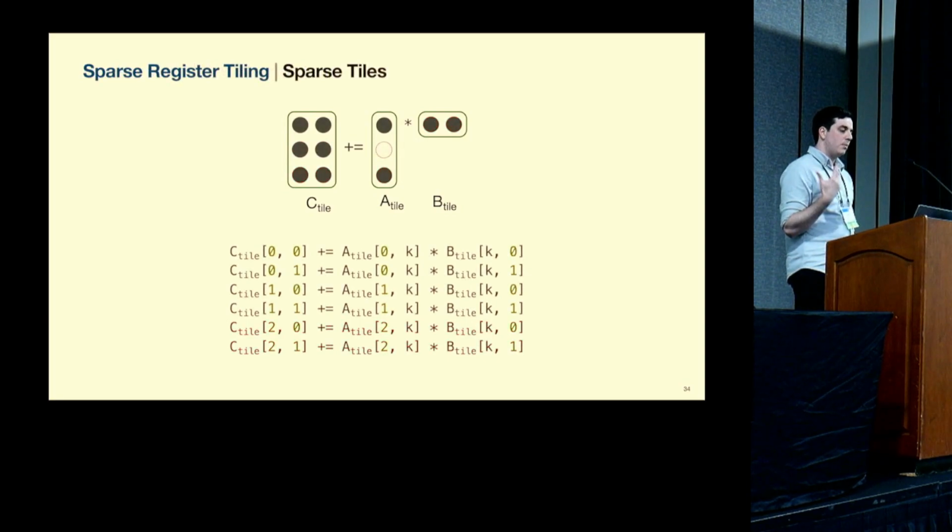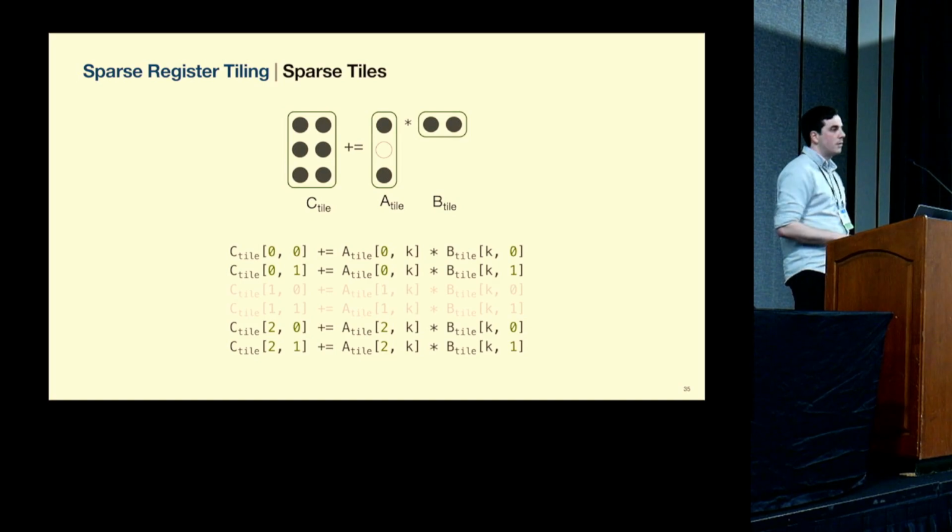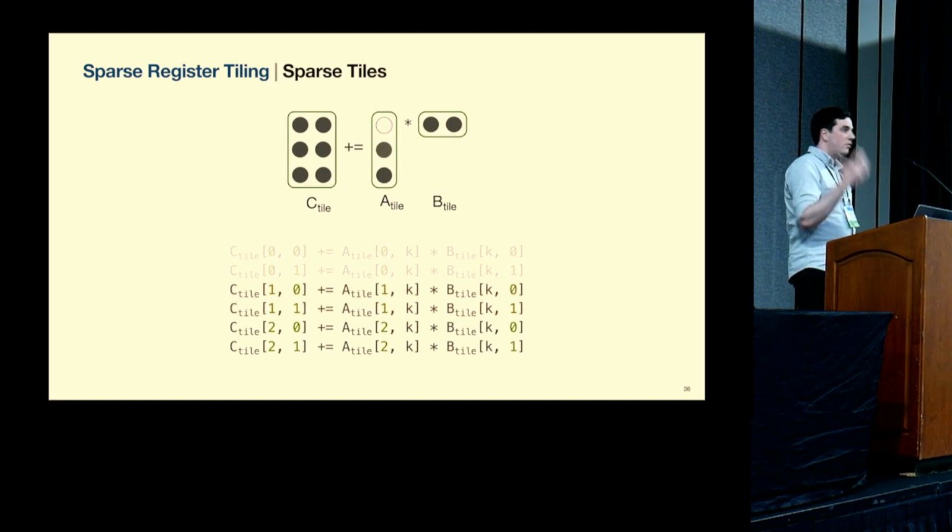And the reason I bring this up is because what we're concerned with is a pruned neural network or a sparse A matrix, in which case some of the values will be 0, and we ideally want to skip the operations involving those zeros. So for example, with this A tile, if this middle value was 0, then we ideally want to skip these middle two operations. Same goes for the first value, and so on.